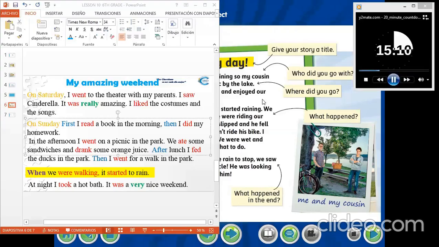Let's continue. Profesor, ¿y los verbos los tenemos que subrayar? No, it's not necessary. Yo te pongo así, Paolo, para que tú entiendas que estos que están acá están en rojo porque son verbos en pasado. We need to work in past, no present. This is my amazing weekend. It's a past activity. Okay? Ya, profesor, gracias.